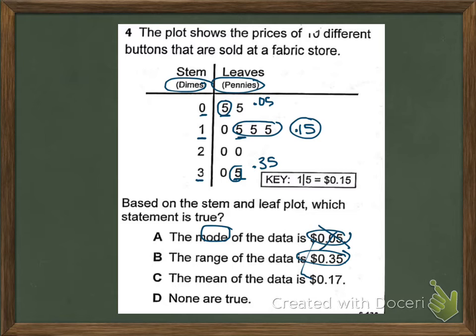Right here. So 35 minus 5 cents is 30 cents. So that's incorrect. The mean of the data is 17 cents. The mean is that you would add up all the numbers and divide by how many numbers there are. So we have 5 cents. Go ahead and write up all the numbers and then press play when you have finished.